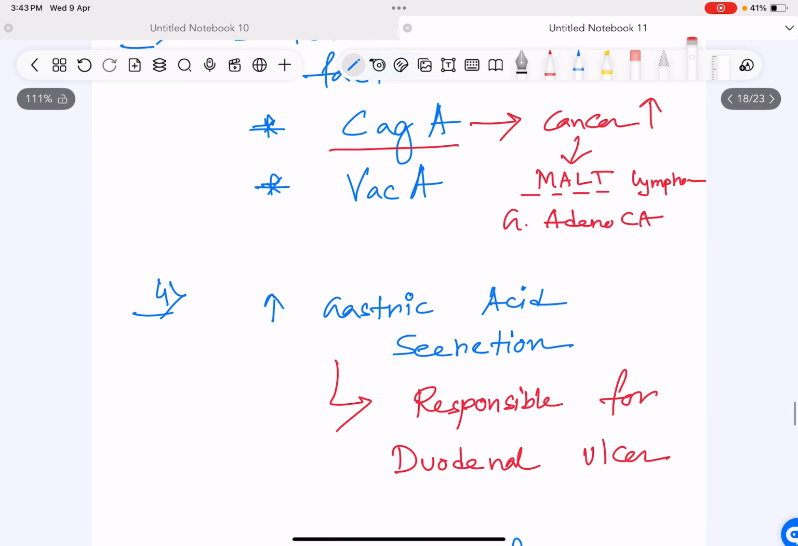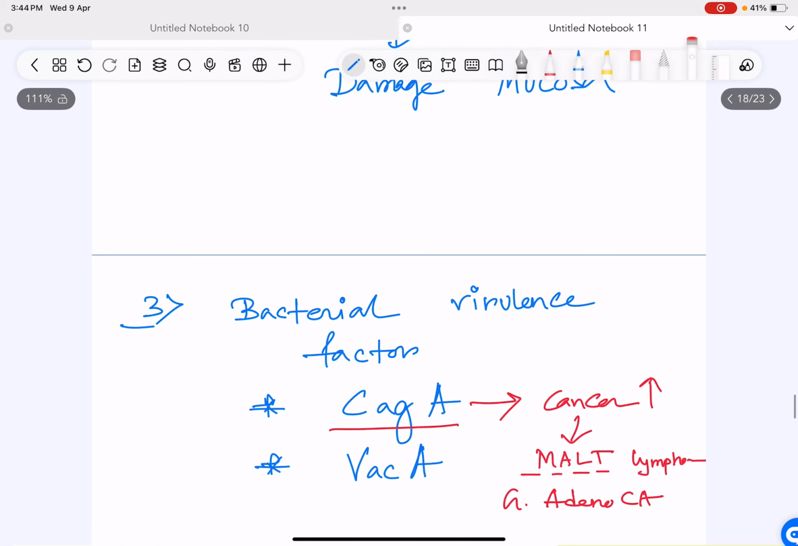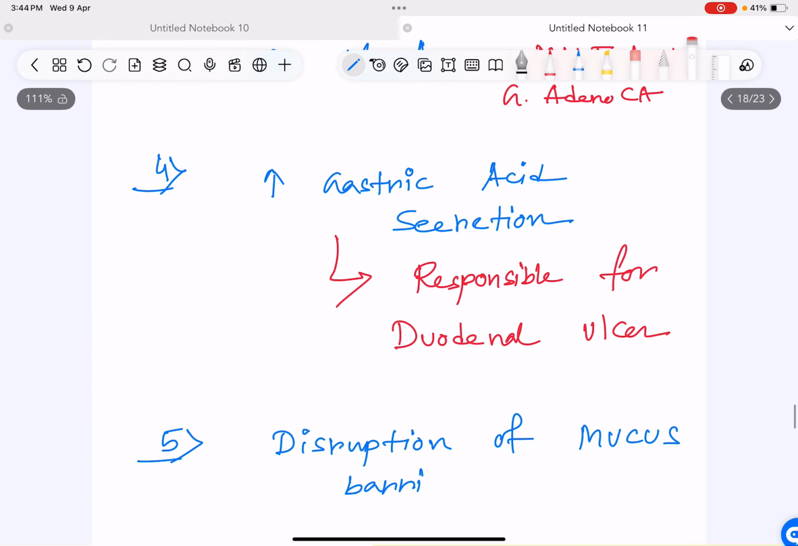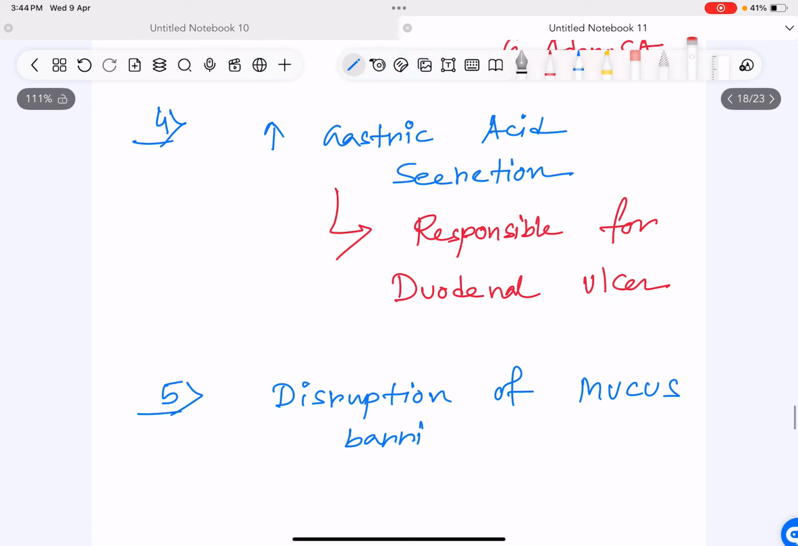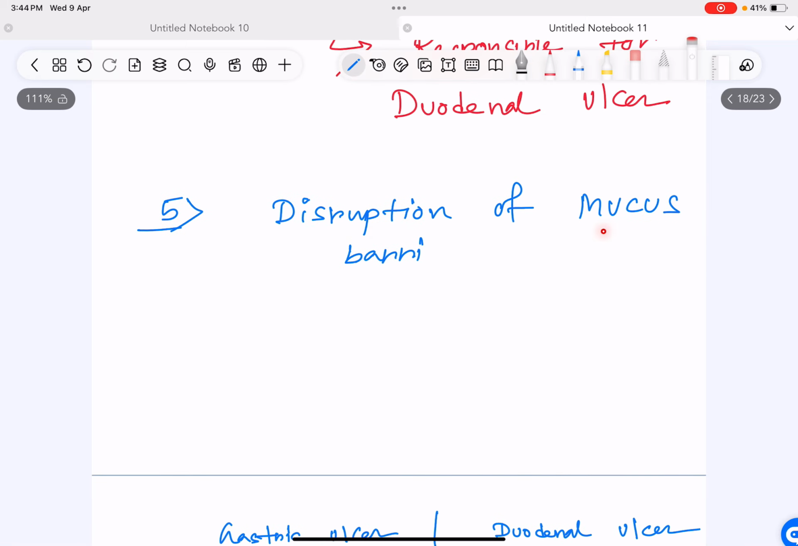Next is how HCl production is increased by H. pylori, which causes the duodenal ulcer. H. pylori increases the secretion of gastrin. This gastrin is responsible for producing duodenal ulcer. The remaining causes we are studying are mainly responsible for stomach ulcer, but this increased gastric acid production or secretion is responsible for the duodenal ulcer. Next, disruption of the mucous barrier by decreasing the production of mucin also causes gastric ulcer.